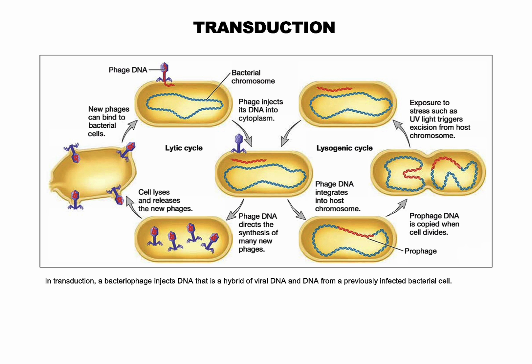On the other hand, specialized transduction occurs when a lysogenic prophage, a viral DNA integrated into the bacterial chromosome, is imprecisely excised from the bacterial chromosome. This process can result in the transfer of adjacent bacterial DNA along with the prophage to a new host cell. This transfer can lead to the host acquiring new characteristics, a phenomenon known as lysogenic conversion.